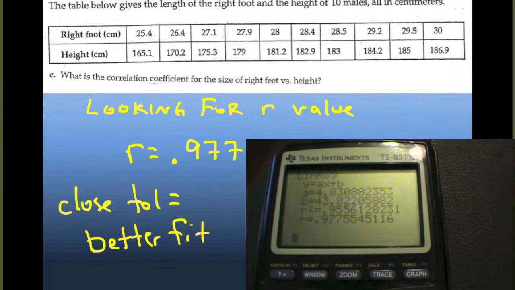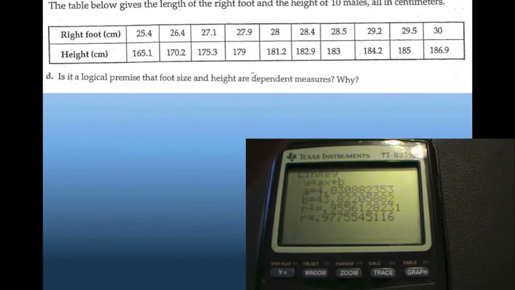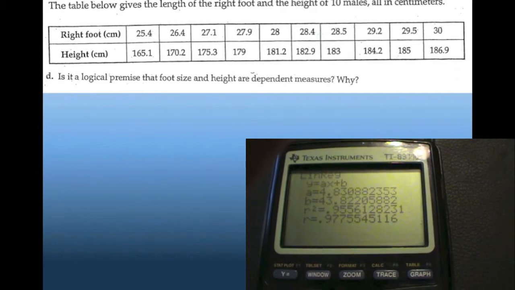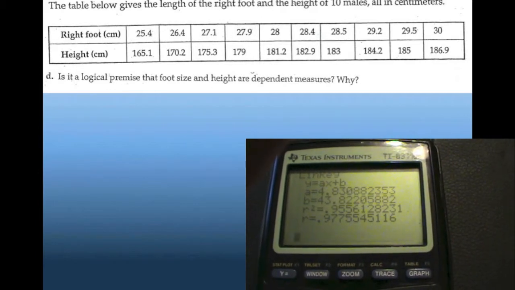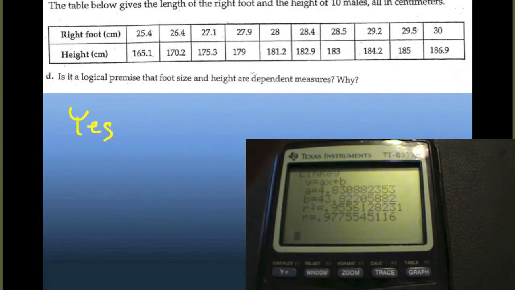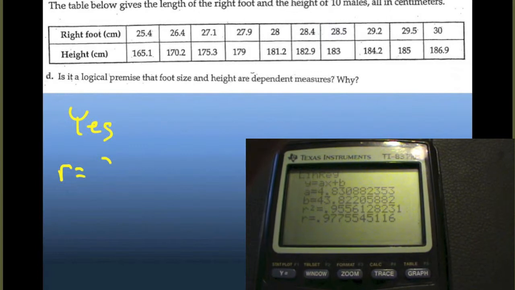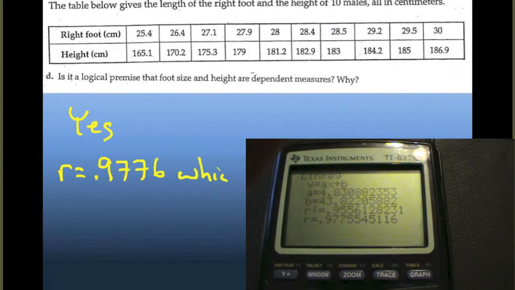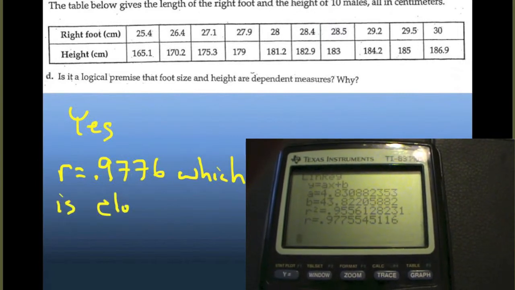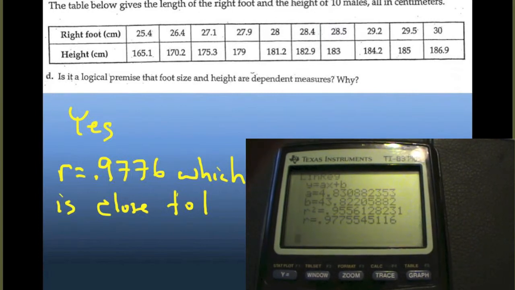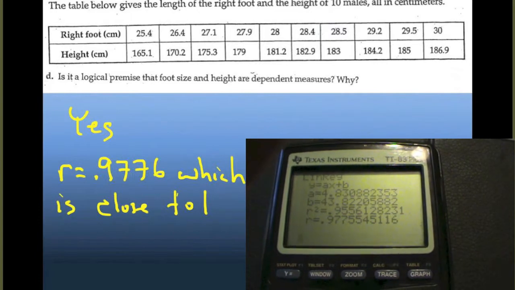For part D, it's asking us, is it a logical premise that foot size and height are dependent? Yes, it is. And then they say why: in this case, R is 0.9776, which is close to 1. So that's almost a straight line. They're pretty well correlated.